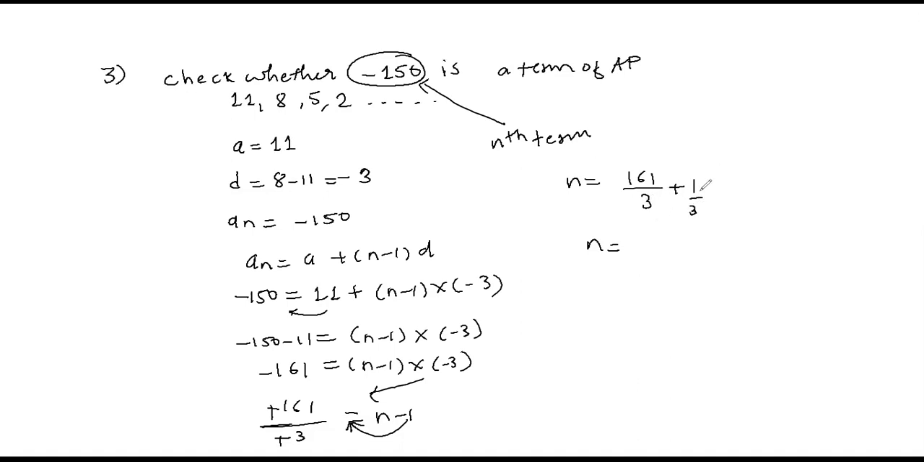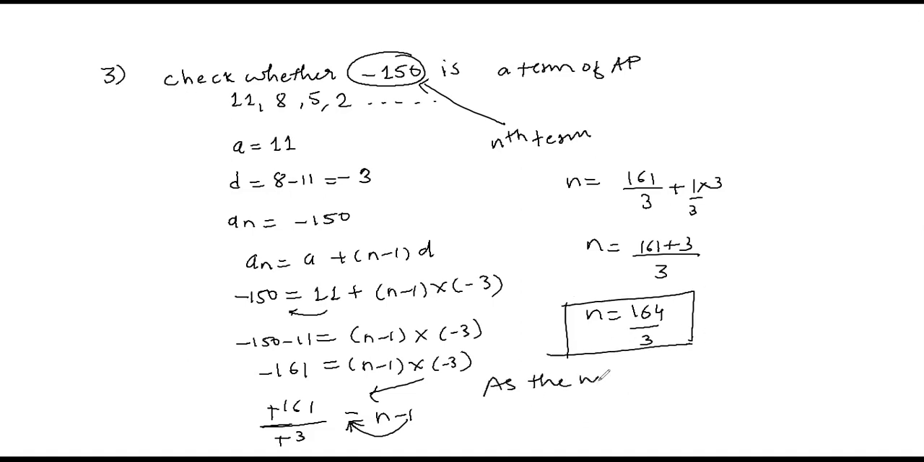If you solve this, you can make the denominators equal, right? So the final answer will be 161 plus 3, so n will be equal to 164 by 3. As the number of terms cannot be a fraction, because here we are getting it as a fraction, it is not a whole number. As the number of terms is not a positive integer, we can say, therefore, minus 150 is not a term of the AP.